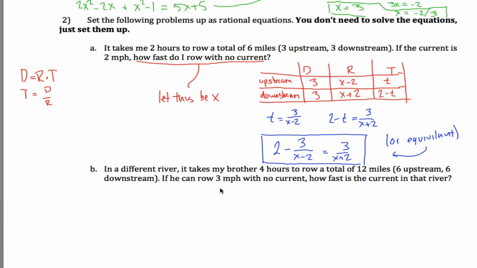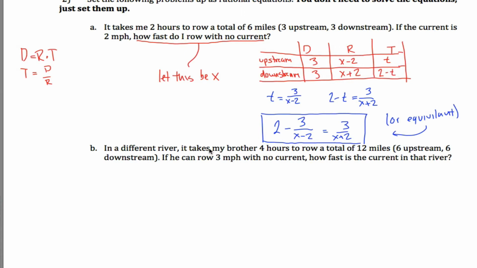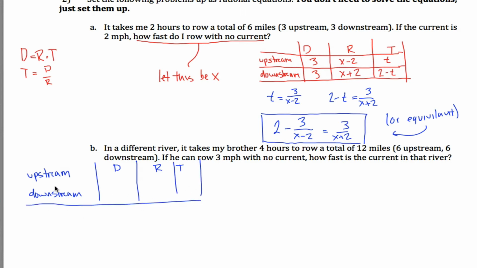Then do it again. Down here, it's a different river, and it's not me rowing anymore. It's my brother, apparently. Not that any of that matters. And he goes upstream and downstream, but still distance, rate, time. So I'm going to make the same grid. A little bit messier because I'm getting sick of doing these problems. All right, let's fill it out as best we can.